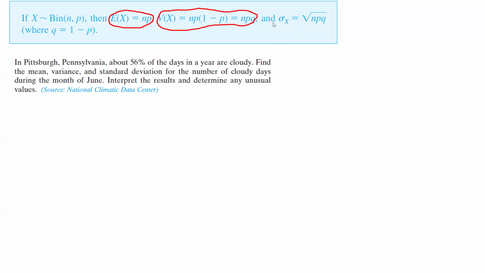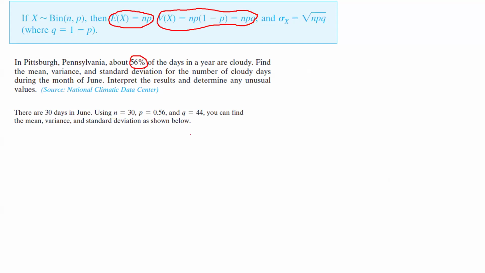For example, in Pittsburgh, Pennsylvania, about 56% of the days in a year are cloudy. Find the mean, variance, and standard deviation for the number of cloudy days during the month of June. First of all, we have a binomial distribution. There are 30 days in June, so n is 30. The probability of success is 56%, as you can see right here, and q is 1 minus 56%, so you get 44%.